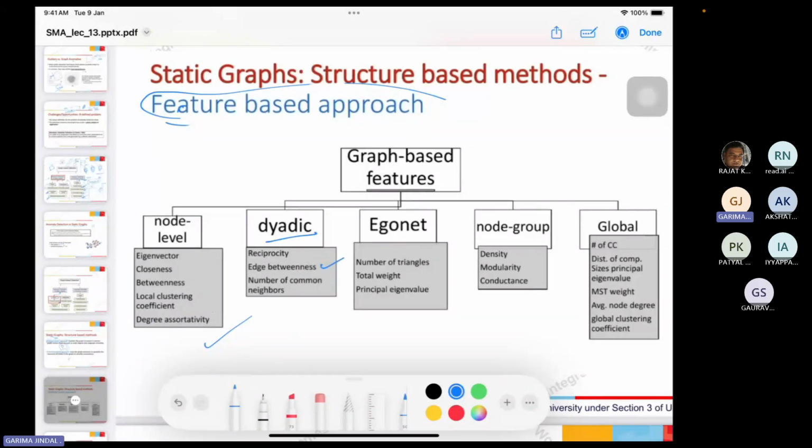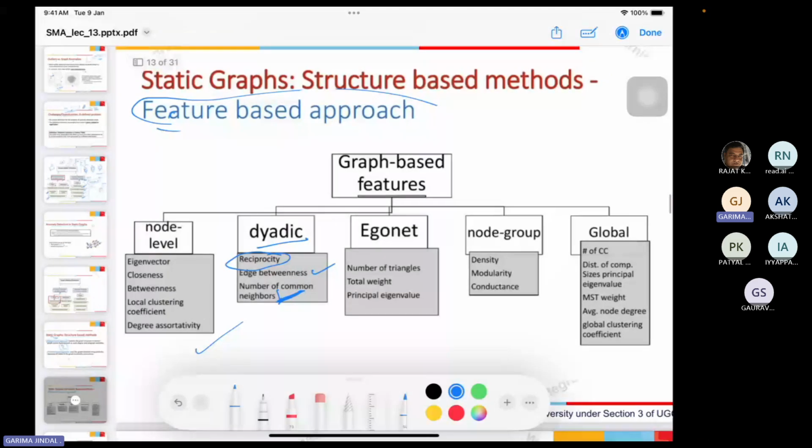We have studied the edge betweenness and number of common neighbors. Reciprocity we have not covered in our syllabus, but we have covered these two measures. These basically tell what the relationship is between two nodes. This considers two nodes at a time and tries to identify the relationship between them. So using the edge betweenness values and the number of common neighbors that each node has, one can identify the anomalous behavior. Then the third method is the EgoNet method.